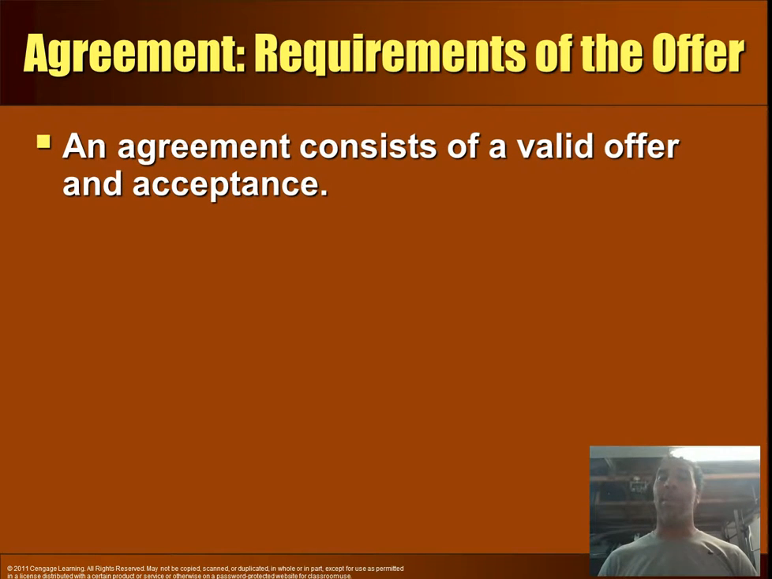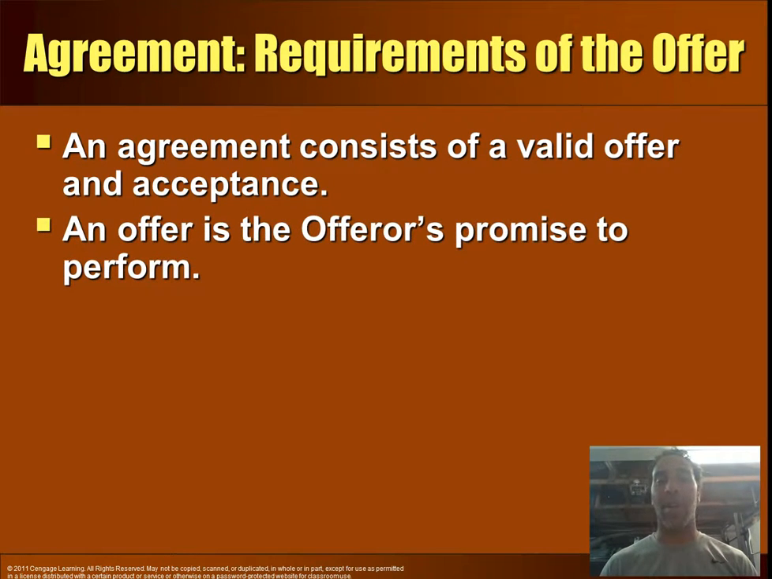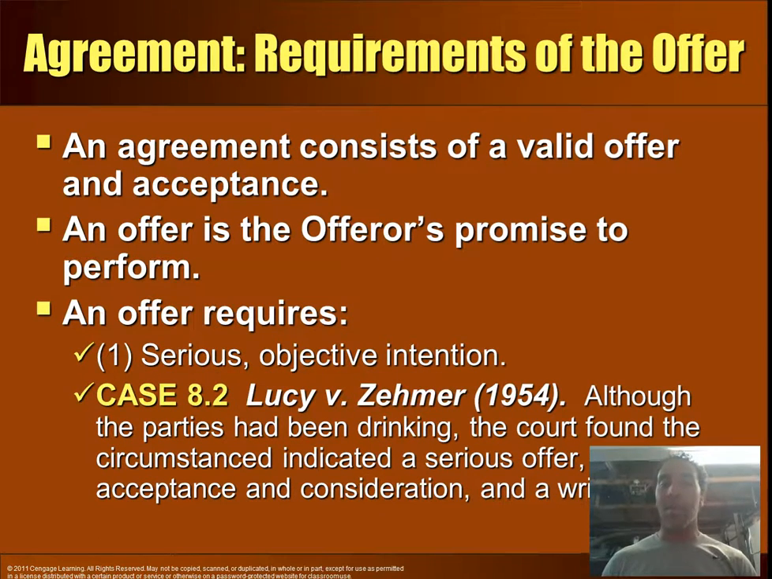Agreement requirements of the offer. So an agreement consists of a valid offer and acceptance. So I have to offer something to you, and you have to accept it. I can't force you or put you under duress to accept it. An offer is the offerer's promise to perform. The offerer says, hey, I'm going to give this to you, and I will perform. I get the contract, I will perform by painting your house. An offer requires serious objective intention, right? So you have to have an objective intention.